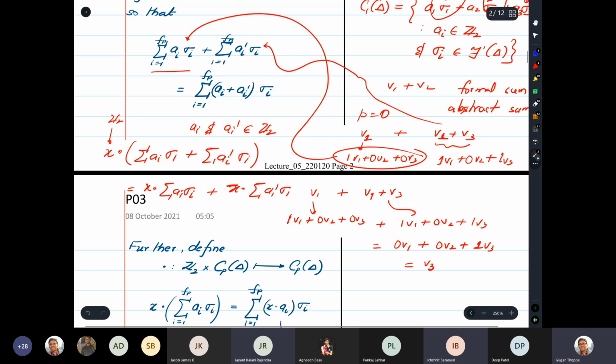But I'm saying that the addition property itself doesn't say anything about distributivity, because the addition property doesn't have any scalar multiplication being used to define it. Is that okay? Or the definition of addition? Okay. Is that okay? Okay, sir.